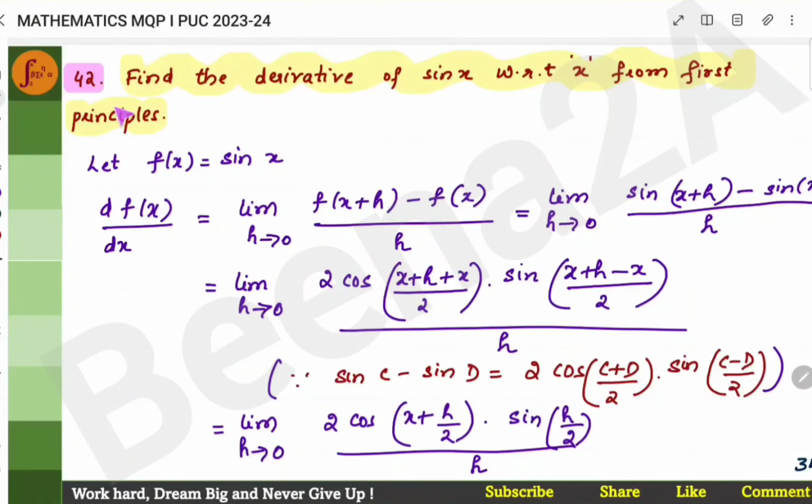Now we look at the next problem. Find the derivative of sin x with respect to x from first principles. Right? You have to find the derivative of sin x. What is the derivative of sin x? It's nothing but cos x. Now we'll have to derive this using first principles.